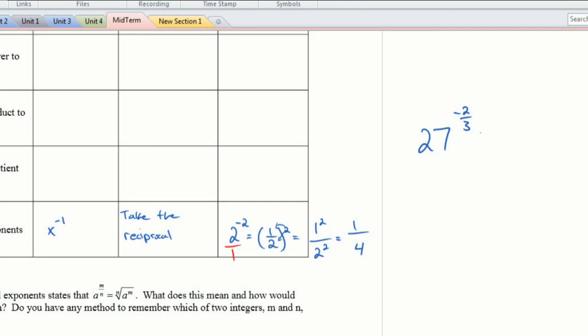Okay, I see what you got there, Alex. I'll do this one first, and then I'll try to answer that question you just put in. So 27 to the negative 2 over 3. I have a negative exponent, so I'm going to take the reciprocal first. So this was 27 over 1. So this is going to be the same thing as 1 over 27, flipping it, to the power of positive 2 over 3.